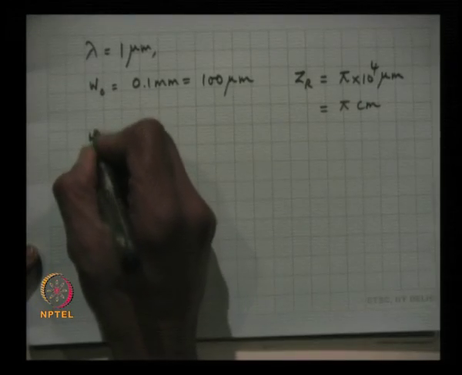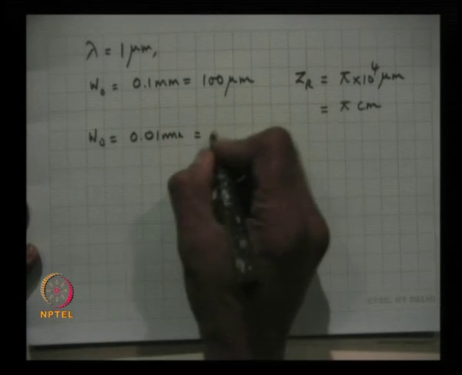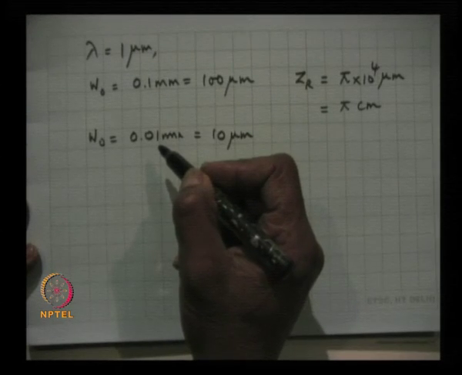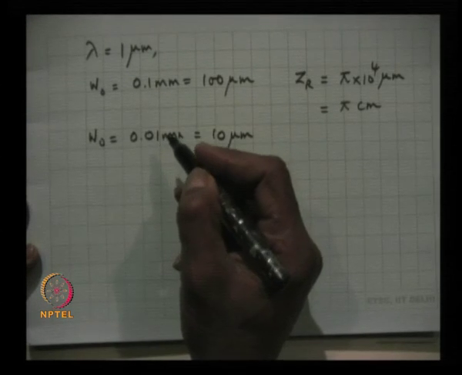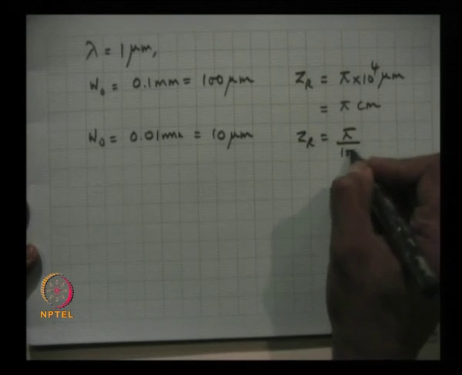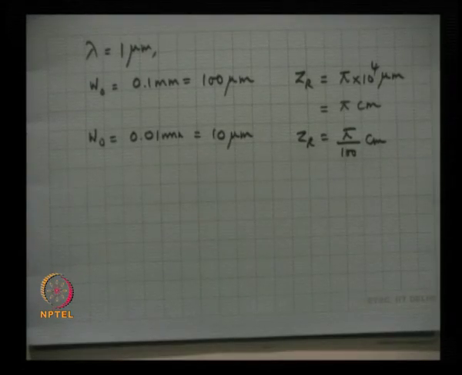If you reduce W0 to 0.01 millimeter, which is 10 micrometers, because you have decreased W0 by a factor of 10, ZR will get reduced by a factor of 100. So, ZR becomes pi by 100 centimeters. So, you cannot have a 10 micron beam over a large distance, because by the distance of pi by 100 centimeters, the beam has increased its cross section, the diameter, by a root 2 factor.